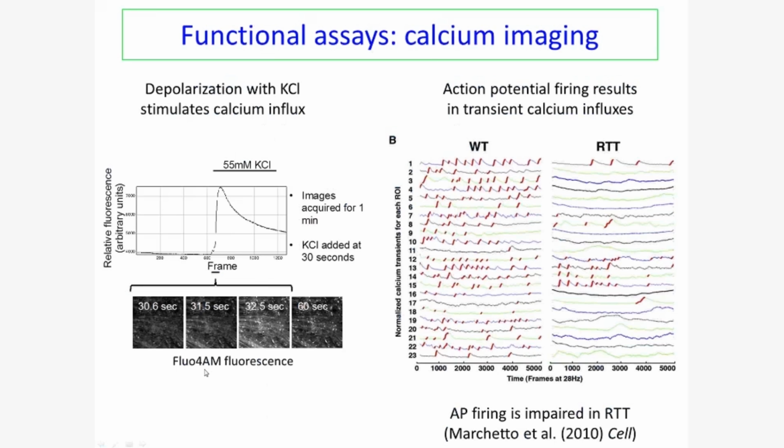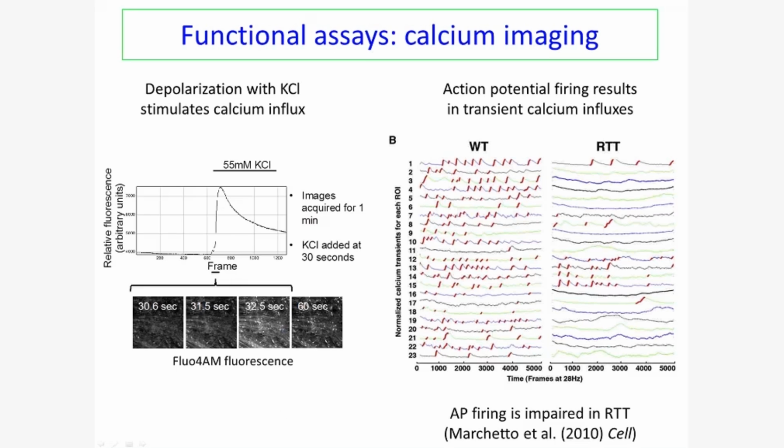Here what I'm showing is an experiment that I did where I performed live imaging, and over a period of 1 minute, which is shown here, I, at 30 seconds, treated the cells with 55 millimolar potassium chloride, which depolarizes the neurons and opens voltage-gated calcium channels, resulting in a swift influx of calcium, which is indicated particularly between 31 and 33 seconds, with a dramatic rise in the fluorescence intensity emitted by this fluorescent calcium indicator, fluo4AM.